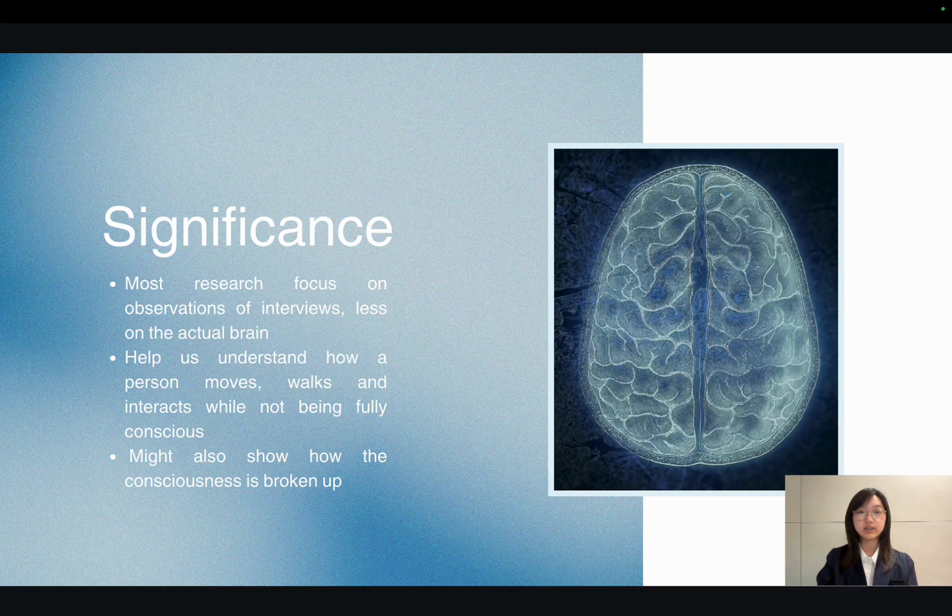It could also help us understand how a person moves, walks, and interacts while not being fully conscious. Not only that, but it could also show how the consciousness is broken up, and show how the developing brain of the child is different from that of an adult and how it develops specifically.